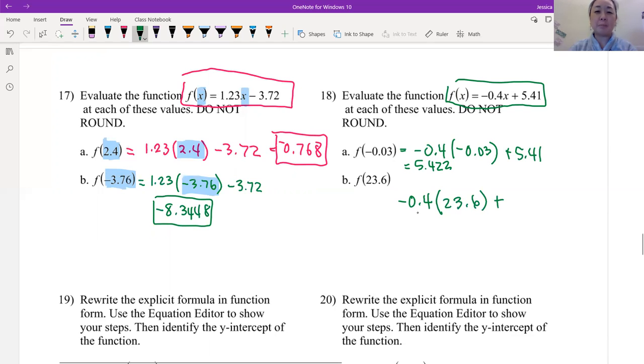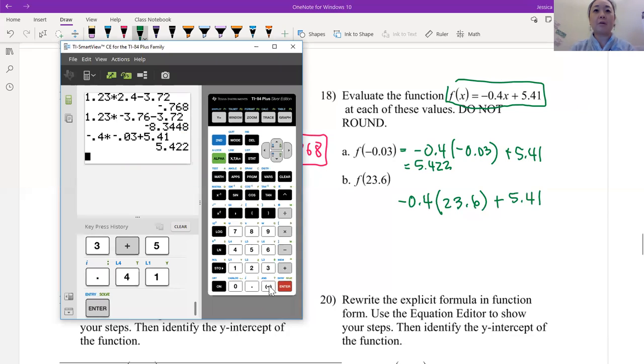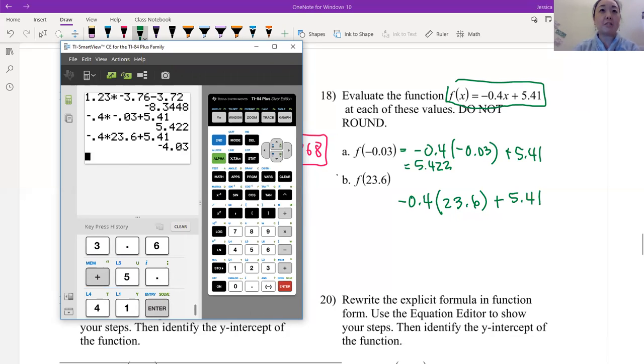Or maybe not, it is being multiplied by 0.4. So that's not going to be that big, I suppose. I have to second guess myself. Okay, so once we do that, we plugged it in. So we're going to go negative 0.4 times 23.6 plus 5.41 equals.